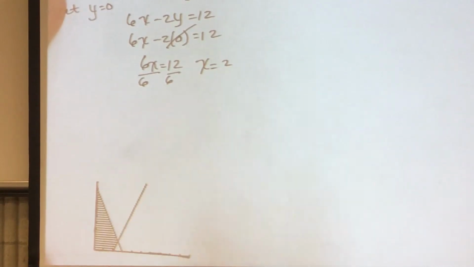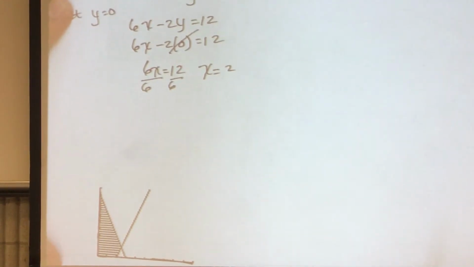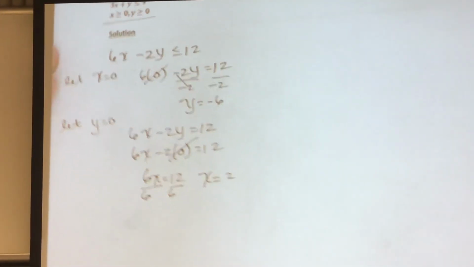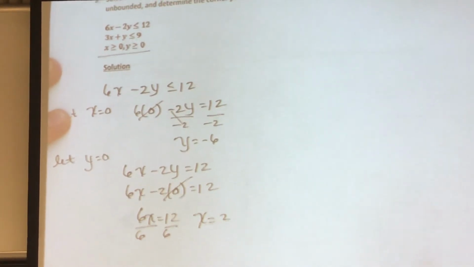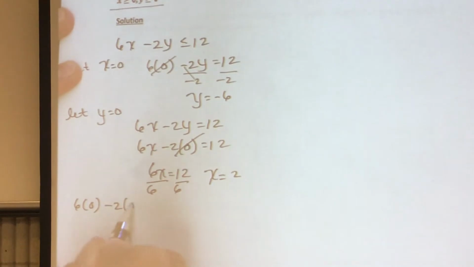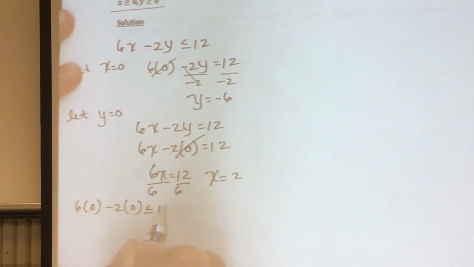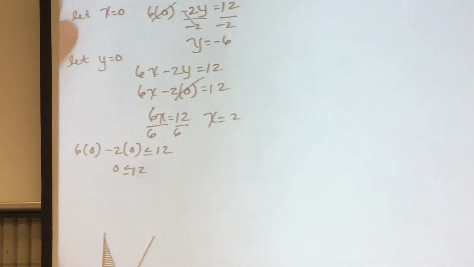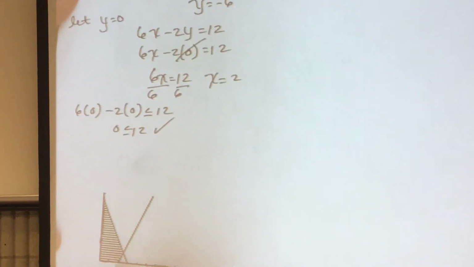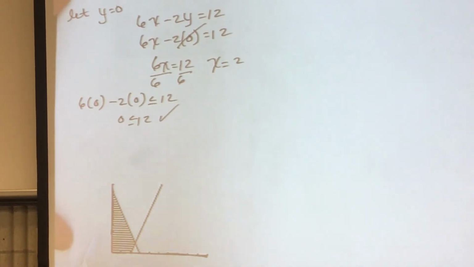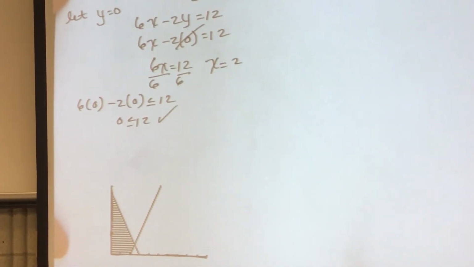And we draw a solid line again because it is less than or equal to. And again, let's use a test point. We can use 0, 0 again. So 6 times 0 minus 2 times 0 is less than or equal to 12. So is 0 less than or equal to 12? That is true. So we're going to shade towards the 0, 0. So towards the 0, 0 is to the left.